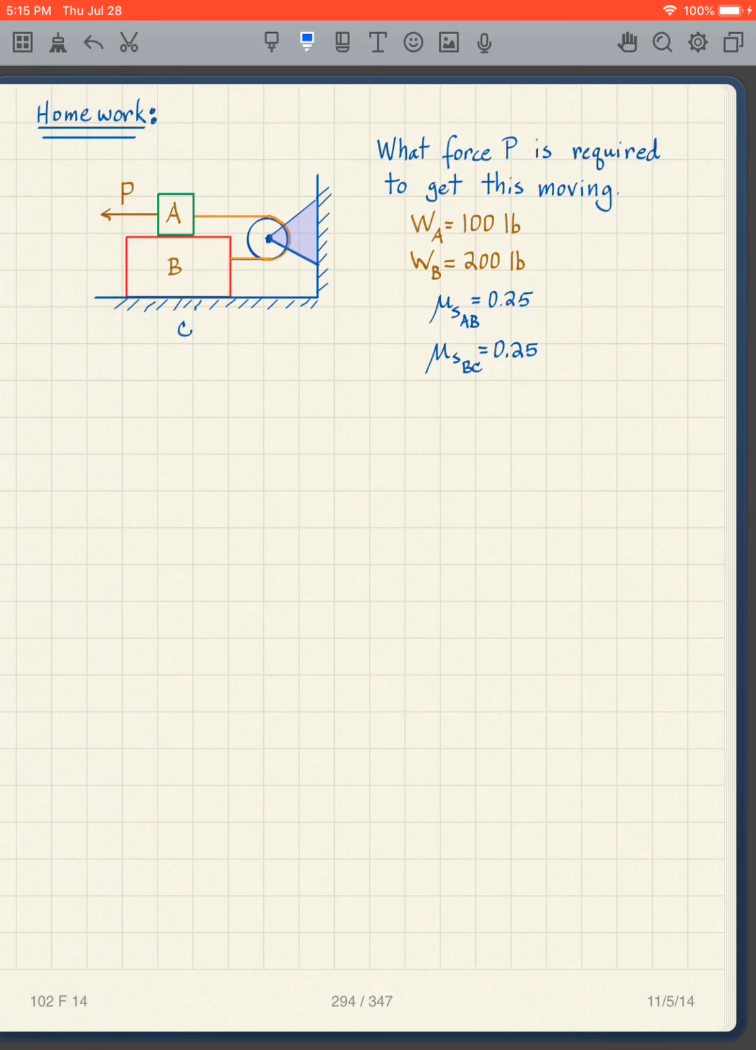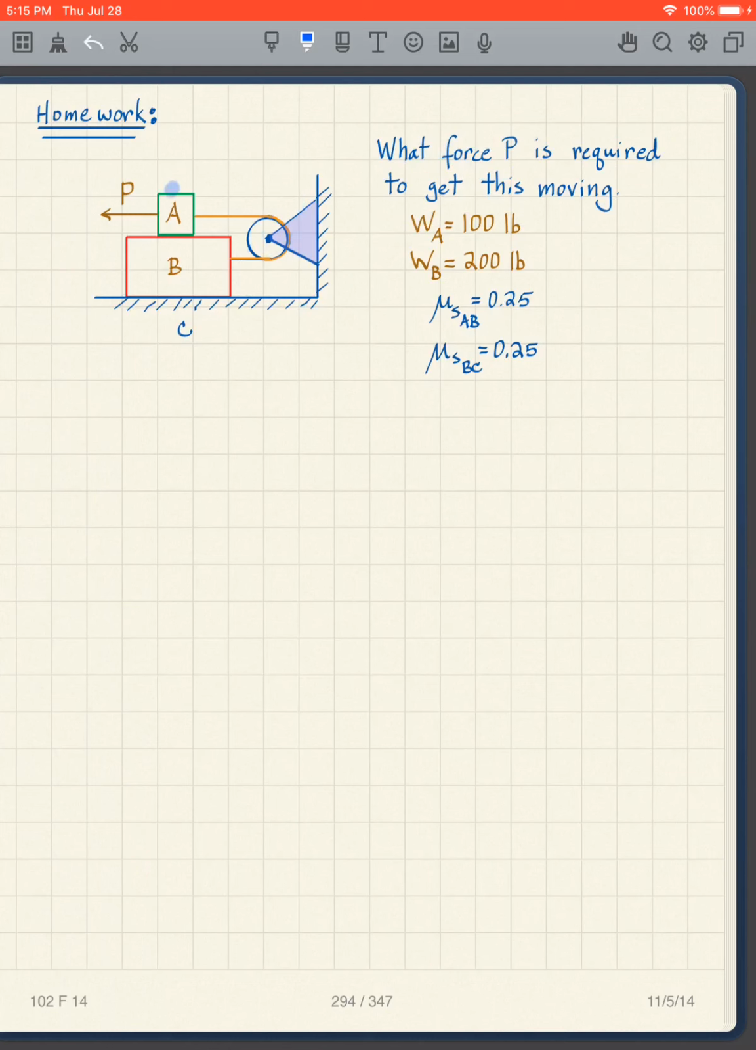Okay, this is somewhat similar in a sense, but you should be able to do this one. So I want you to try this one, homework. Again, what force P is required to get this moving? So we set it up in a similar way. Obviously, the geometry is different. The angles are okay. Then I also have this cable here, but you know how to deal with cables.